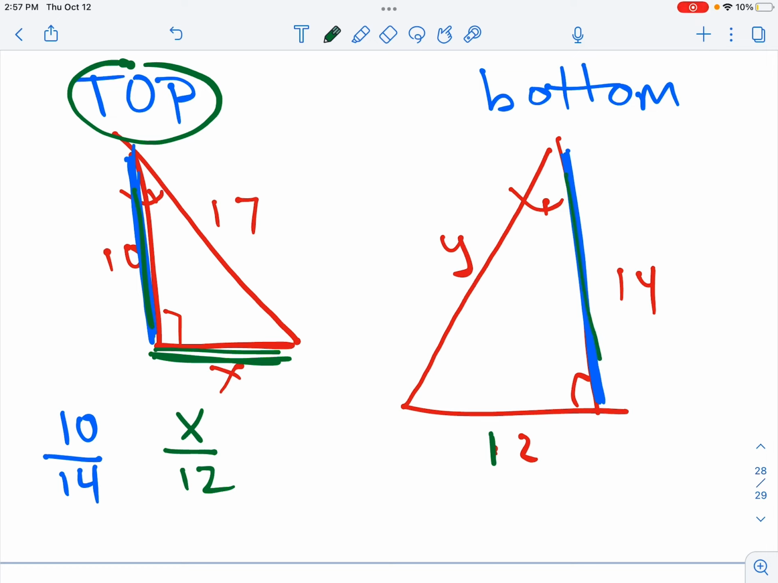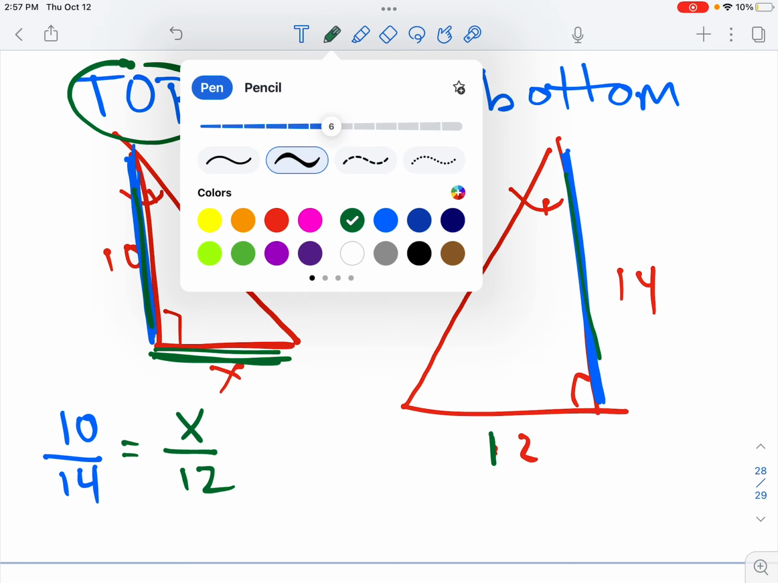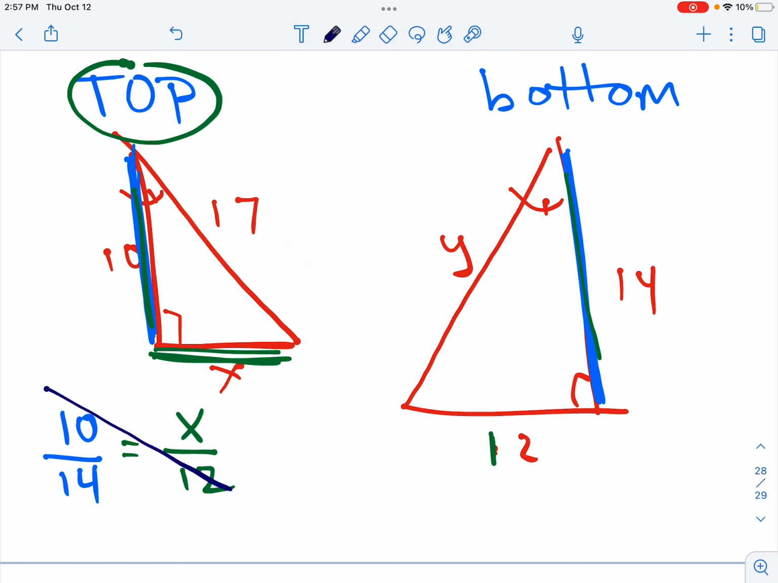So 10 and 14, these correspond with each other. So 10's on top, 14's on bottom. x is equal to 12. And now from here, we're just going to cross multiply this out. And we got 120. Cross multiply this equals 14x. Divide both sides by 14, and you're good to go.